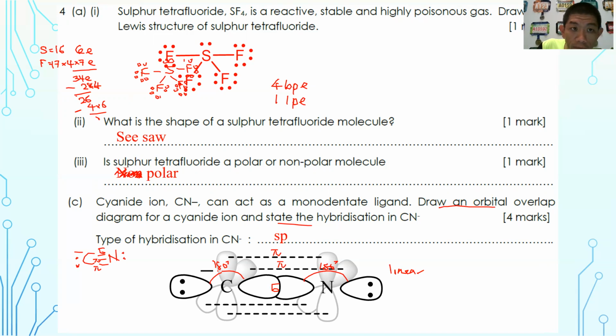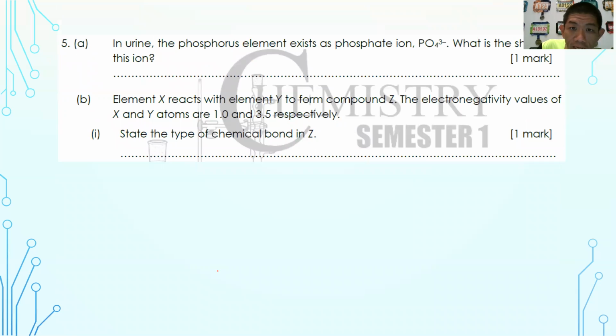Immediately we go to question number 5. In urine, the phosphorus element exists as a phosphate, PO4 3-. What is the shape of the PO4 3- ion? For information, this is how the phosphate ion looks like. Generally, this is how phosphate ions look like.